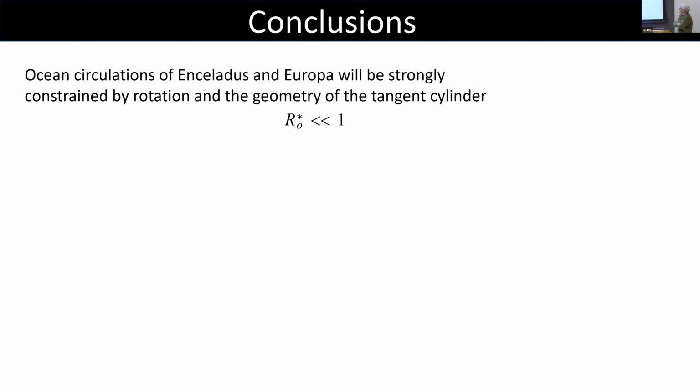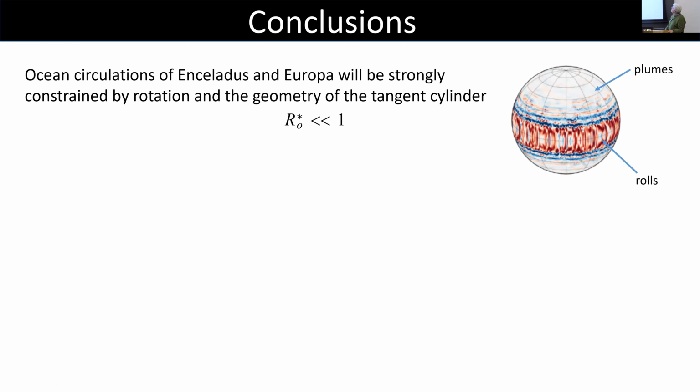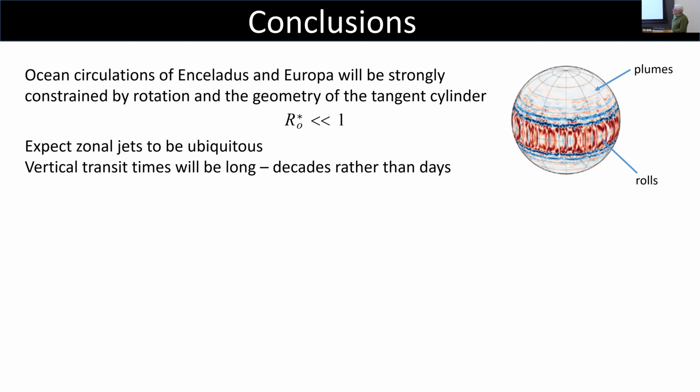Okay, so just to finish off with my conclusions. Ocean circulation of Enceladus and Europa will be strongly constrained by rotation and the geometry of the tangent cylinder. This natural Rossby number is very small on these moons. And there are going to be rolly dynamics, rolls in the tropics, and plumy convection over the poles. We expect zonal jets to be ubiquitous. If you energize this system, you're going to generate zonal jets.